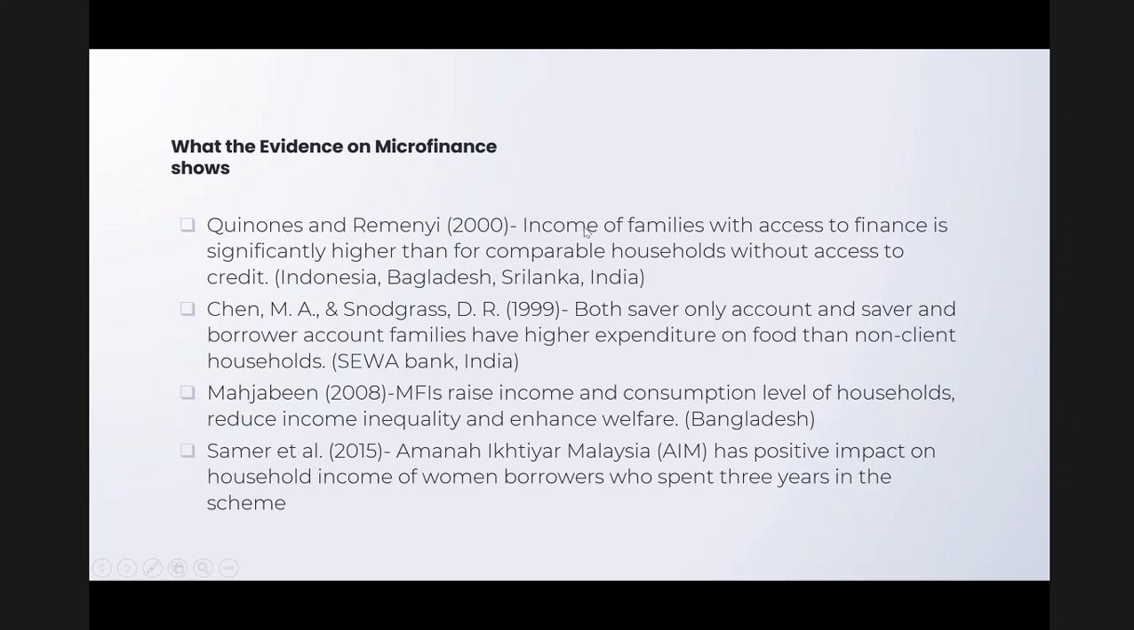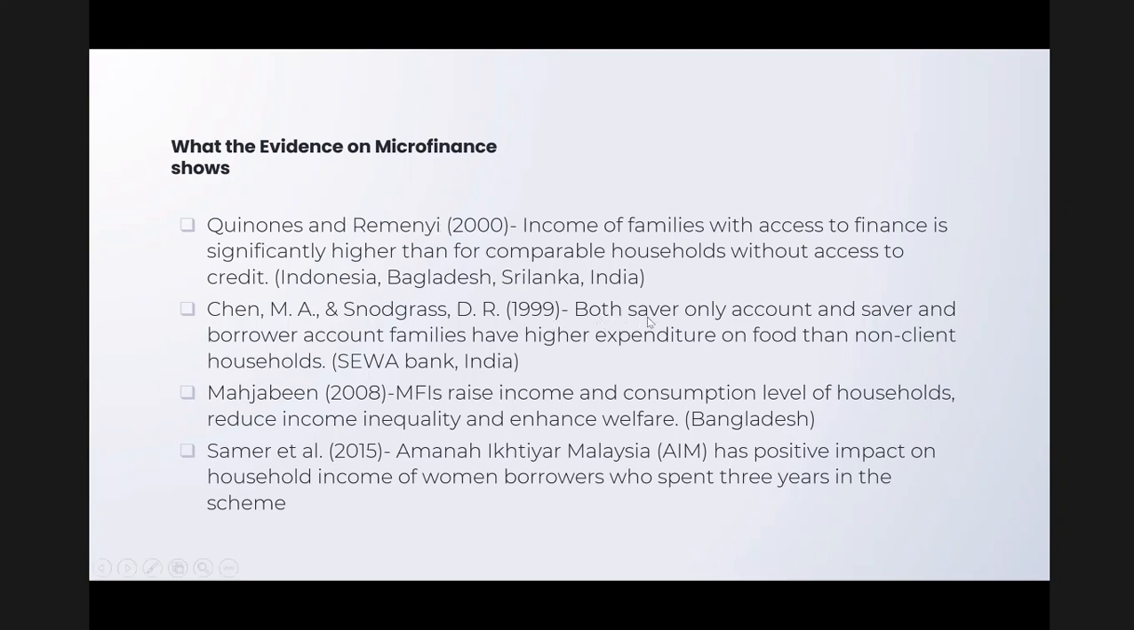Then we have another study that says that the income of families with access to finance is significantly higher than for comparable households without access to credit. So they compared two sets of families, one that has access to credit and another that does not, and they found that the families with access to credit have significantly higher income as compared to those households which don't have access to credit.